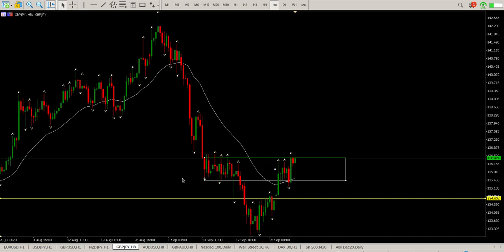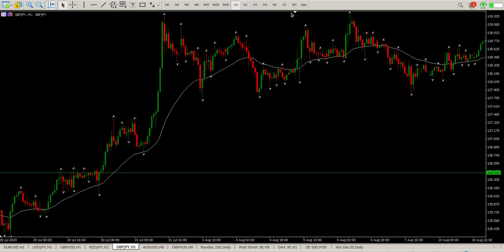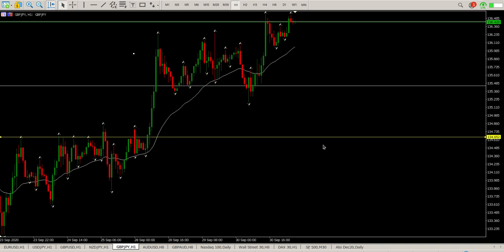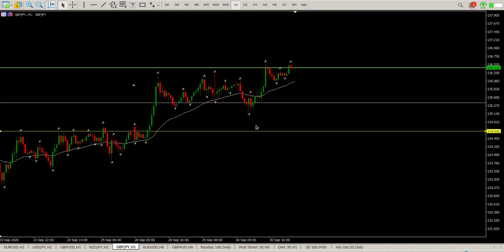British pound, Japanese yen. So yesterday had this range drawn in here. We still haven't broken through it, so I'm still not interested in this pair. Okay, and you can see I want to see us get above this area. So it's 136429, and then I want to see price come back and give us an opportunity to buy.